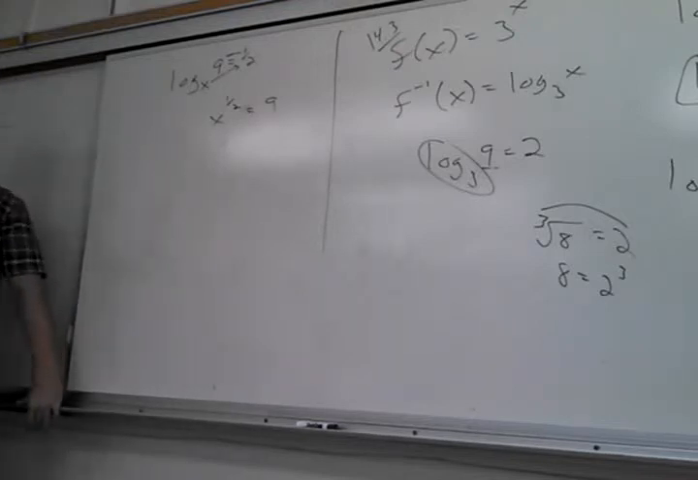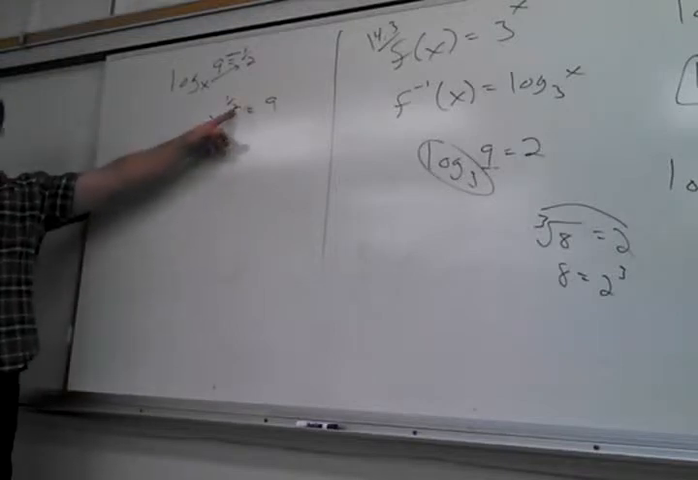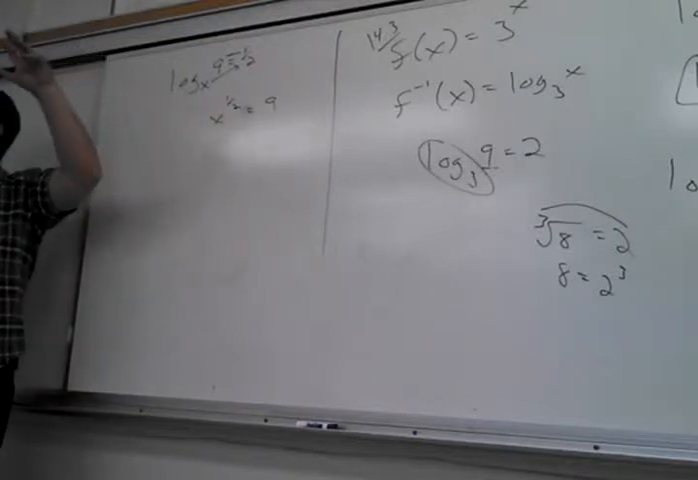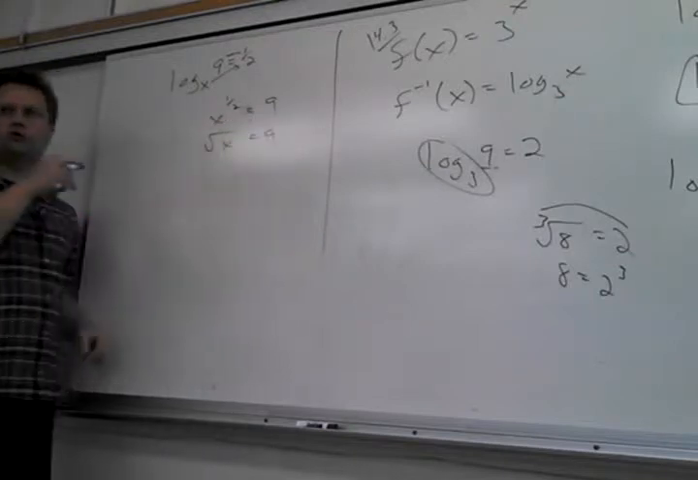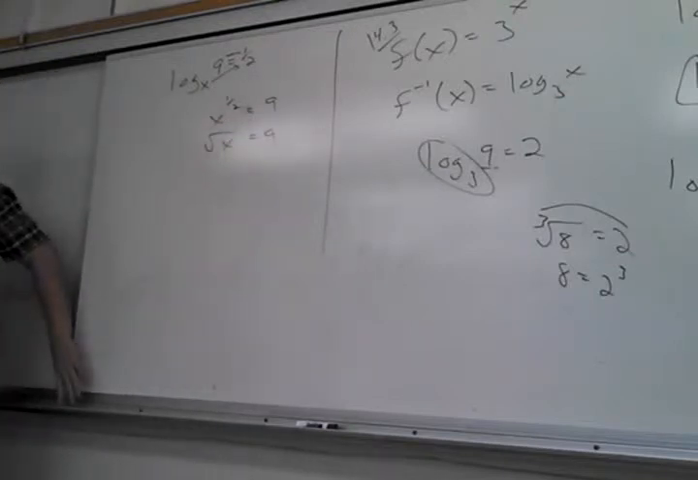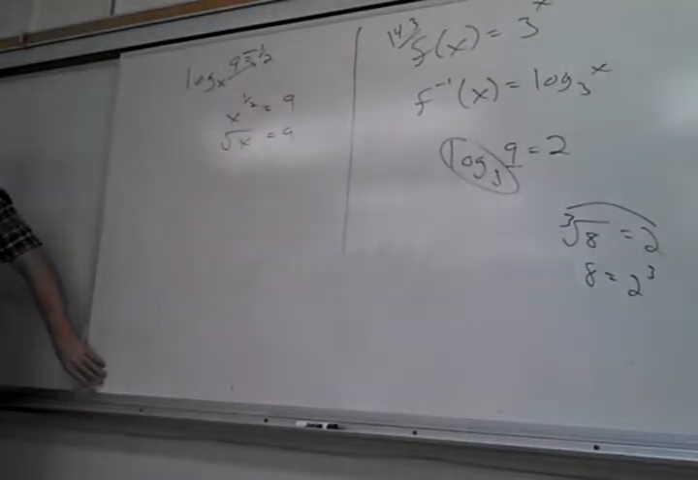What's the opposite of what that is? What does this represent? A 1/2 power is a square root. So if you wanted to, you can even write it like that. How do you undo a square root? What do you do to both sides? Square. So I love it.